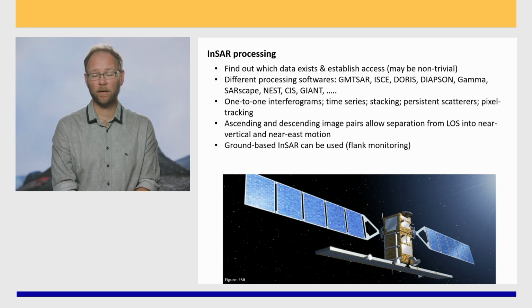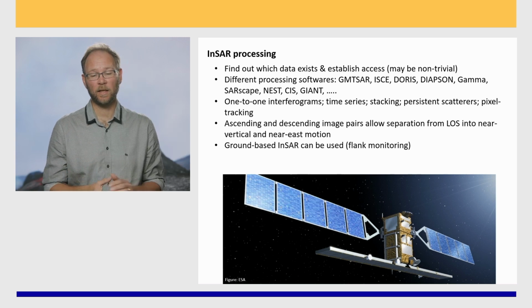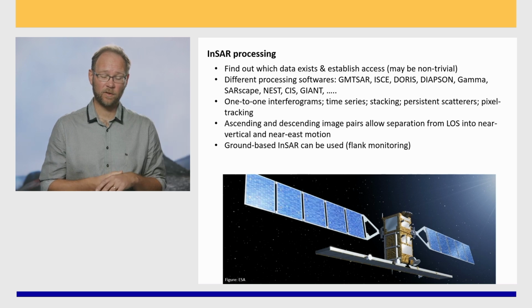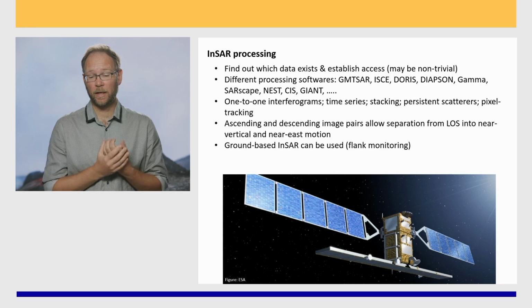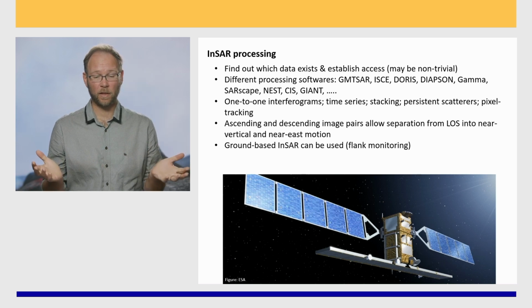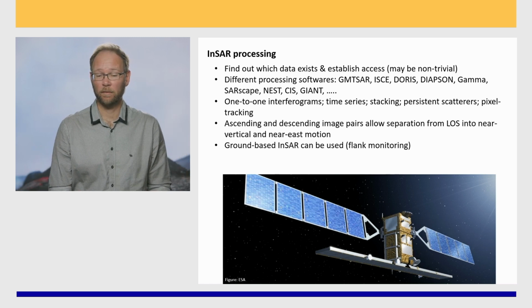Because of the motion of the satellite, how they go around Earth in these polar orbits, we have what we call ascending and descending image pairs for the InSAR data. And that basically gives us at each region 2 different look angles, which we can use to separate this line of sight motion into near-vertical and near-east motion. And then finally, ground-based InSAR can also be used. So we can have InSAR systems just sitting on the ground if we want to monitor some flank very well.